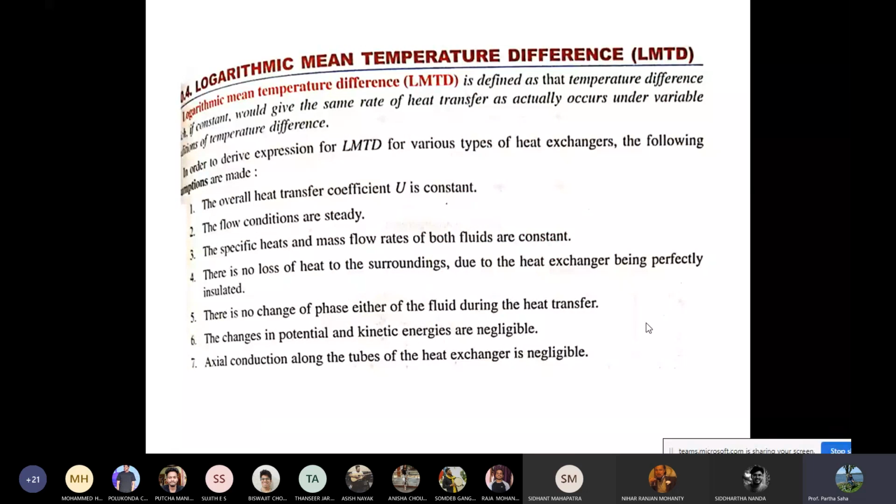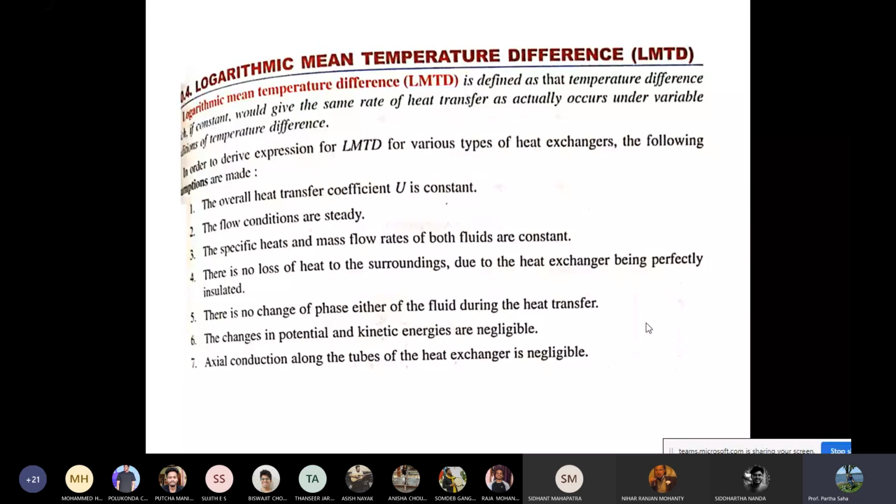Okay. Now, in order to derive this LMTD expression, we need to know various assumptions: the overall heat transfer coefficient U has to be constant, the flow condition has to be steady state, and the specific heat and mass flow rate of both fluids have to be constant. There should not be any heat exchange with the surroundings, because if it happens, then the steady state condition will be violated, and there should be no change of phase. That means the cold fluid and hot fluid should remain in their original phase.